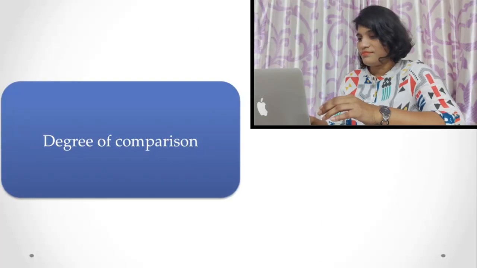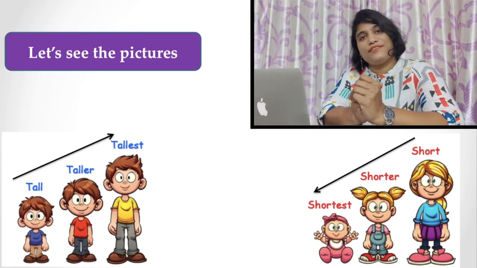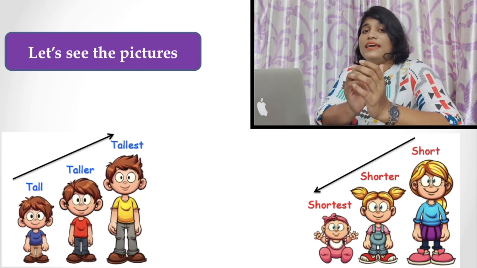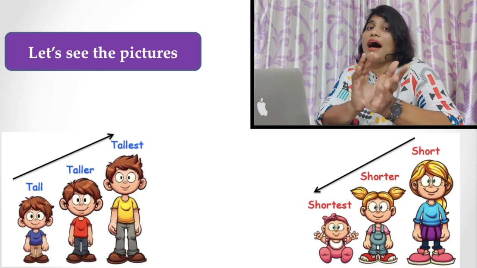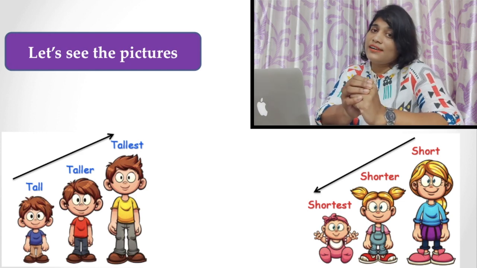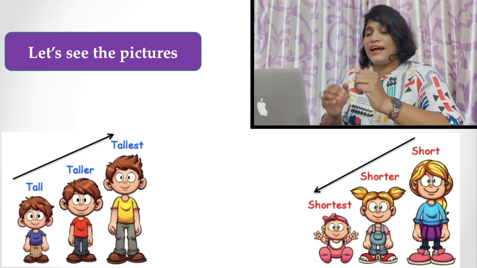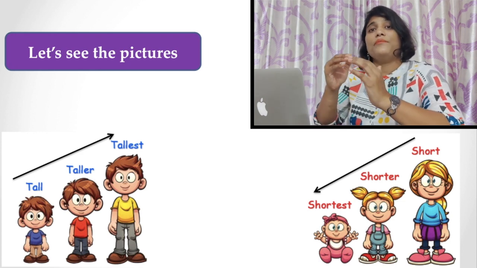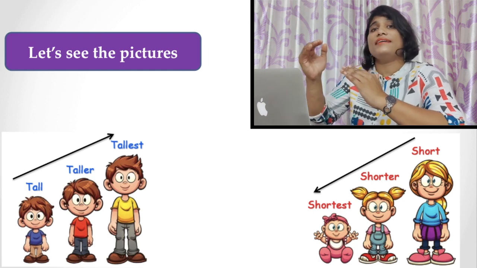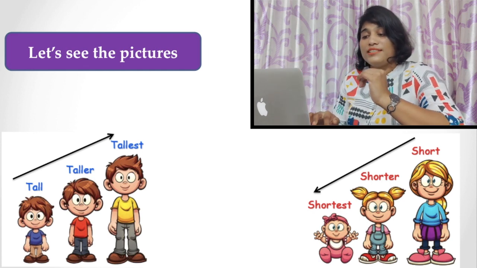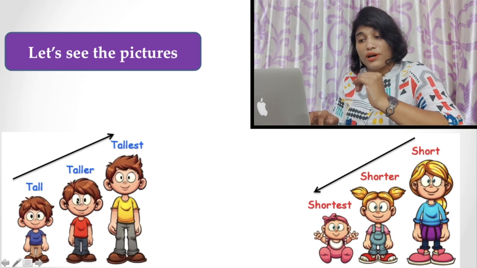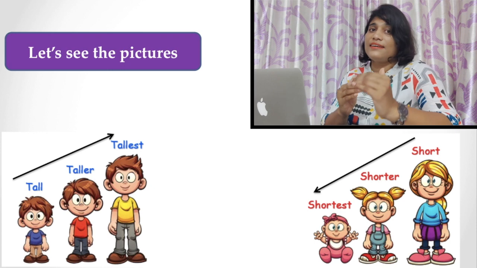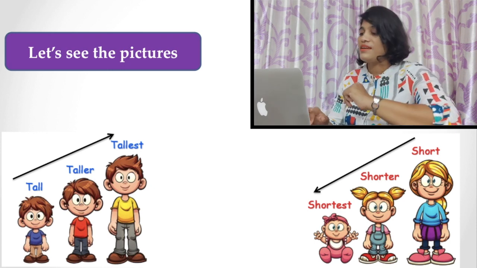Here, let's see the picture first. What do you see here? You find the adjective tall is used in two other forms, that is taller and tallest. You find that the arrow shows that the adjective tall is compared in relation to a higher degree. That is, one is tall, another one is taller, and the other one is the tallest, much taller than the first and the second one.